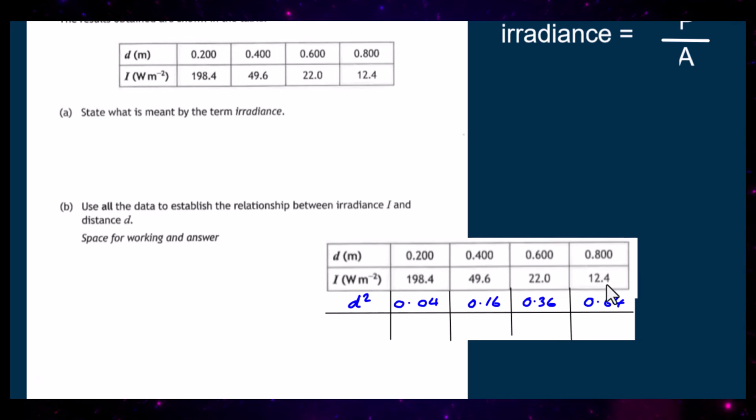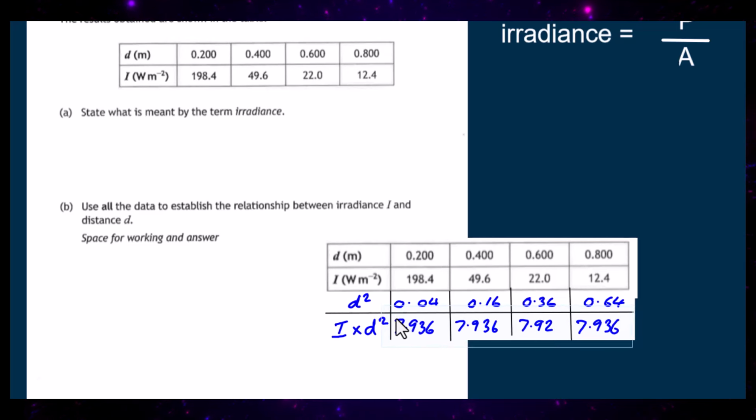The next thing I'm going to do is add a row for I times d squared, to make it easy for myself. But remember, the clue is to do with the inverse square law. It's something to do with the square of the distance. So I'm putting down I times d squared. And if I go through my calculator, I end up with this series of numbers here. I can see that I times d squared is 7.936, 7.936, 7.92, 7.936. So to one decimal place, we can see that I times d squared is really a constant number.